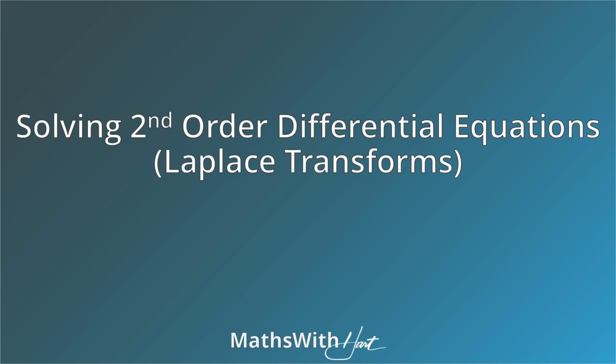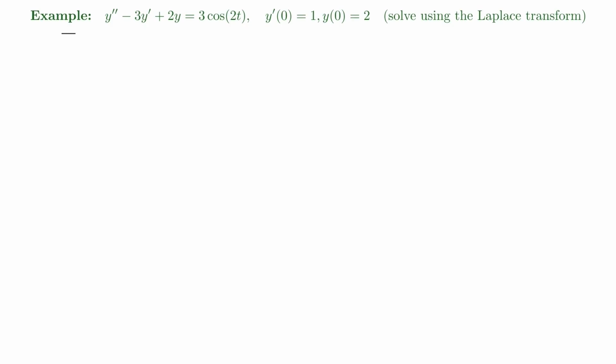In today's video we're going to be solving a second order differential equation using the Laplace transform. So we're looking at solving the example y'' - 3y' + 2y = 3 cos(2t), with the initial conditions y'(0) = 1 and y(0) = 2. We're going to use a Laplace table. You can find one in the description, and we're going to use that throughout the video.